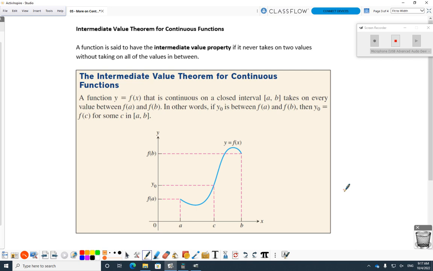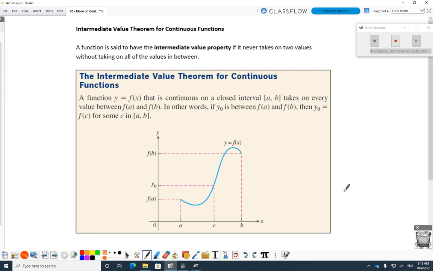So no matter how you want to get here, if you want to get from this y value up to that y value, you're going to have to touch every single y value in between to get there. If you're continuous. If you're not continuous, you can do whatever you want. But if you're continuous, you've got to hit everything. In other words, if y0 is between f at a and f at b, then at some c, it's going to hit that. That's the fancy way of saying that. At some c, you're going to hit that y value.